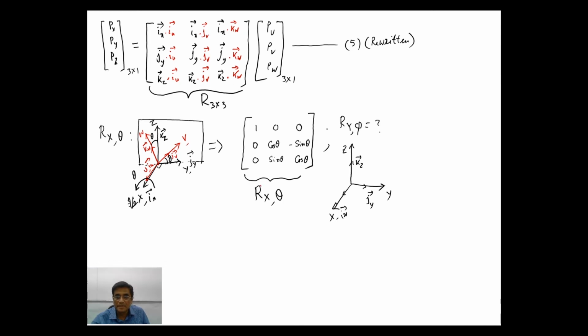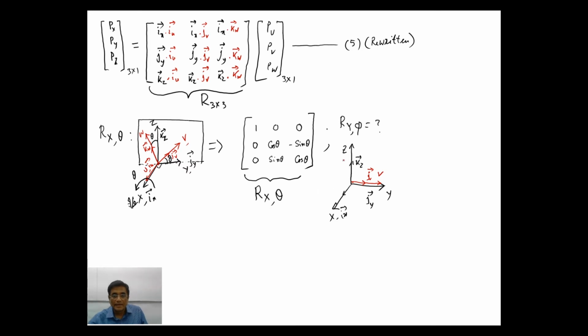Now the rotation is taking place about the y axis. Okay, so which axis will be completely aligned with y? Obviously v. Okay, let me redraw. This is v, and Jv is the unit vector along this axis.